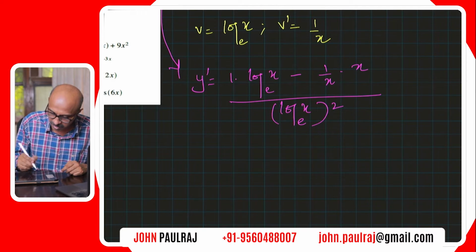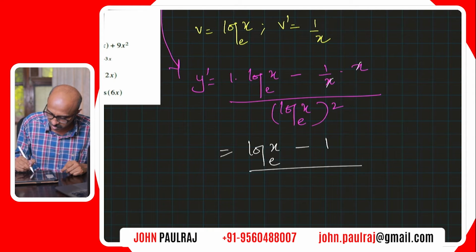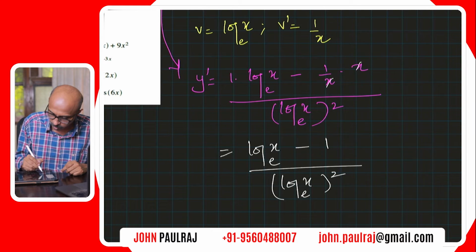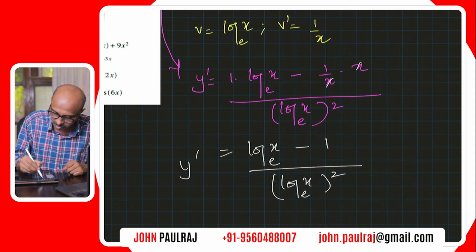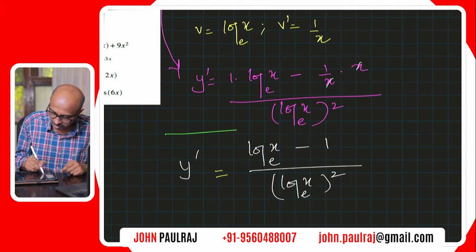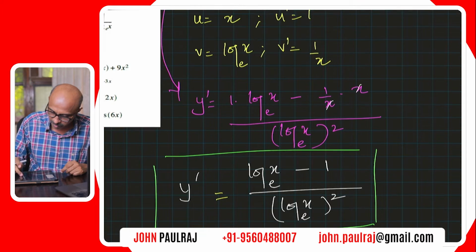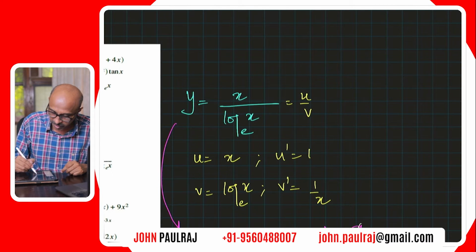Let's see what it simplifies to. This is just log of x to the base e. In this one, the factor of x cancels off to give you 1 there, and the denominator remains as log of x to the base e, the whole square. That is y prime. So let's just move the equal to sign out here. This becomes the derivative of the given function, which was x over log of x to the base e.